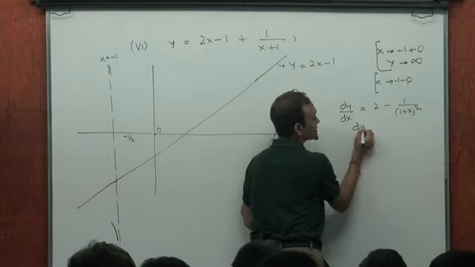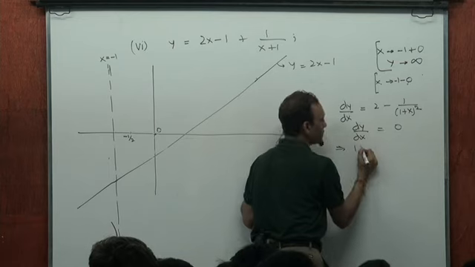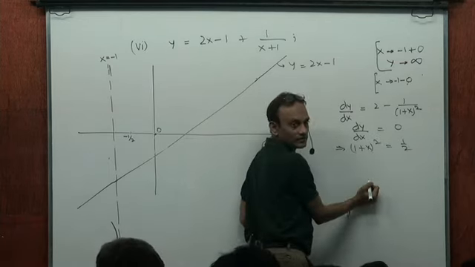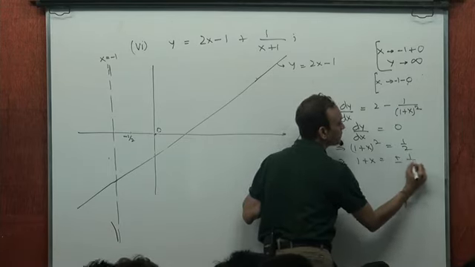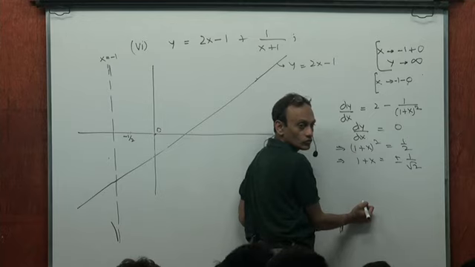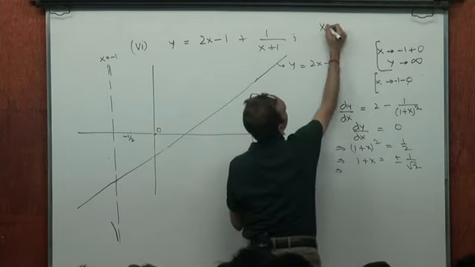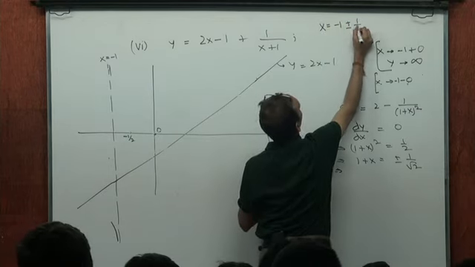dy/dx will be 0 when (1 plus x) whole squared is a half, or 1 plus x is plus minus 1 by root 2, or when x is minus 1 plus minus 1 by root 2.